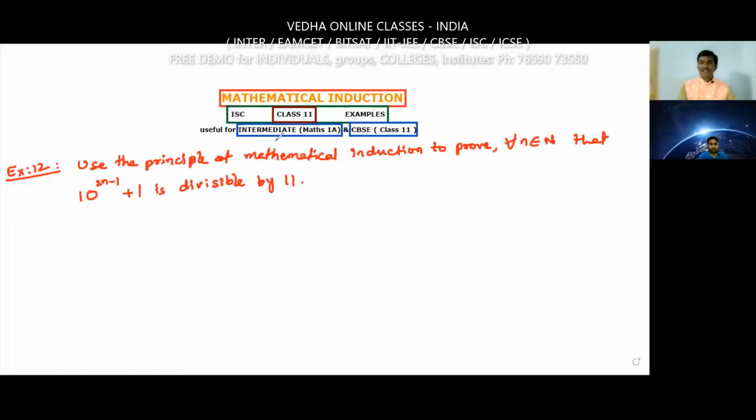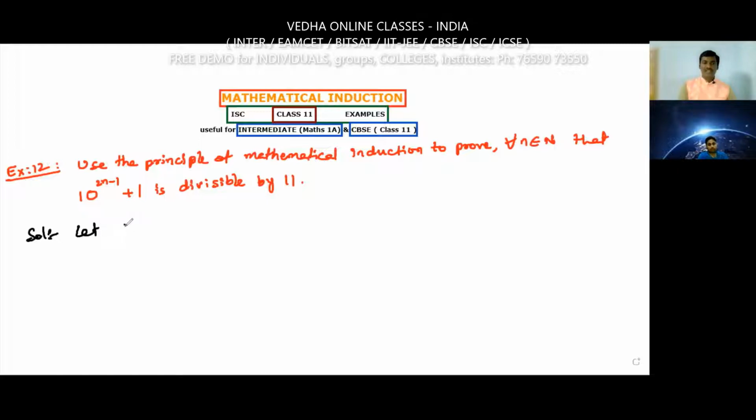So, mathematical induction method. Example 12: use the principle of mathematical induction to prove that for all n belonging to N, 10^(2n-1) + 1 is divisible by 11. So what is given here?